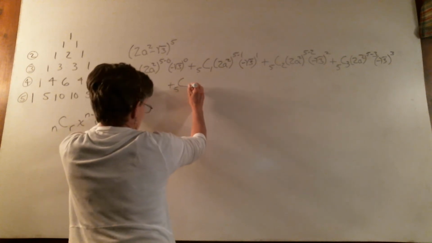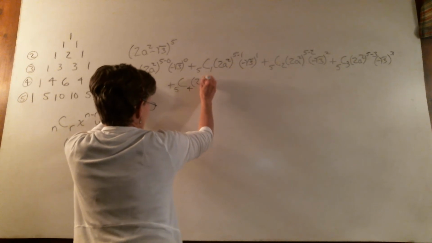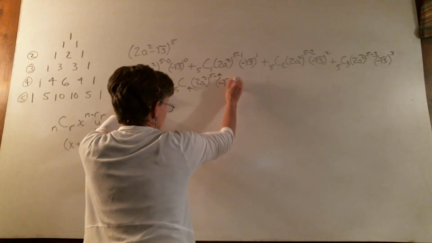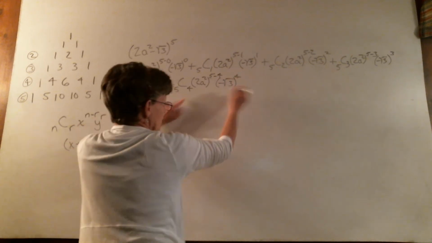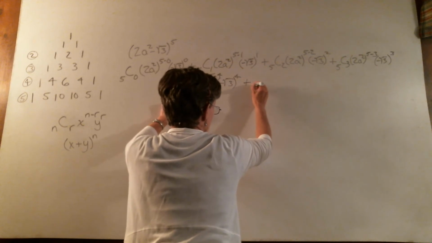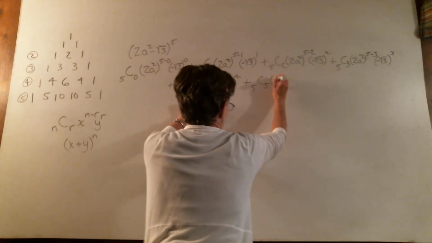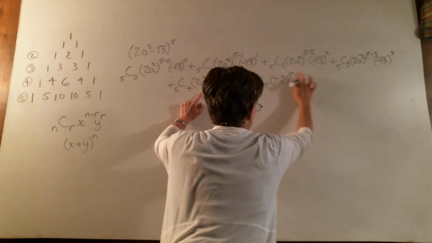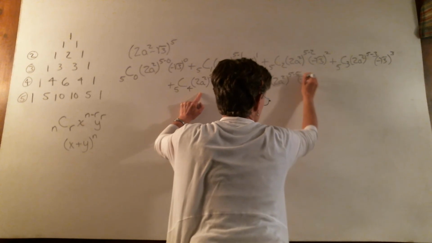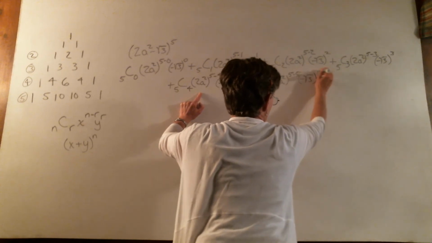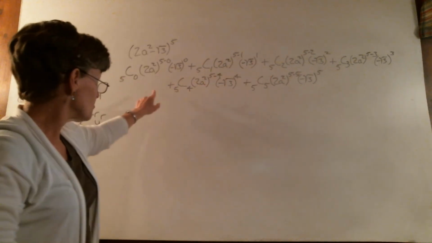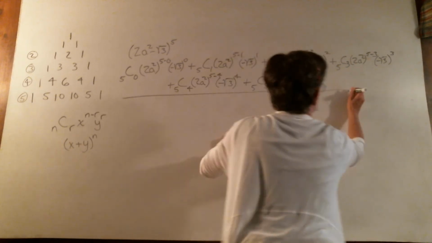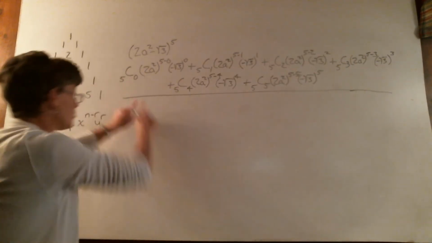5C4, and then 2a squared to the 5 minus 4, and then negative square root of 3 to the 4. And then my last term is 5C5, 2a squared to the 5 minus 5, and negative square root of 3 to the 5th. So those are all of the terms in the binomial expansion. I'm going to draw a line right here just so that we can keep straight where we are. So we're going to simplify this.